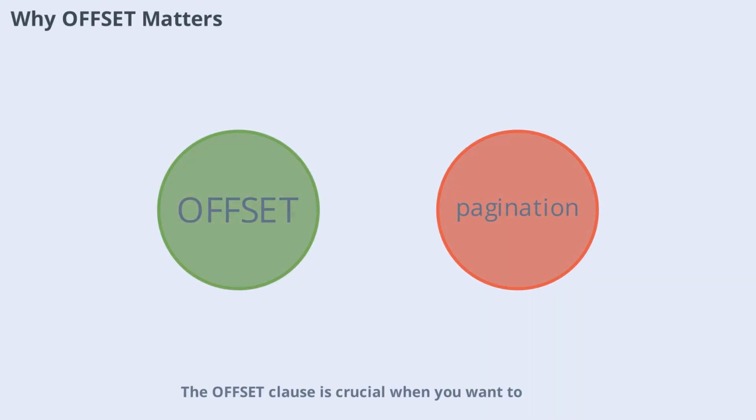The OFFSET clause is crucial when you want to skip a certain number of rows in your result set. In the context of finding the second highest salary, OFFSET 1 skips the highest salary, allowing you to select the next one. This technique is widely used in pagination and ranking queries, making it a valuable tool in your SQL toolkit.